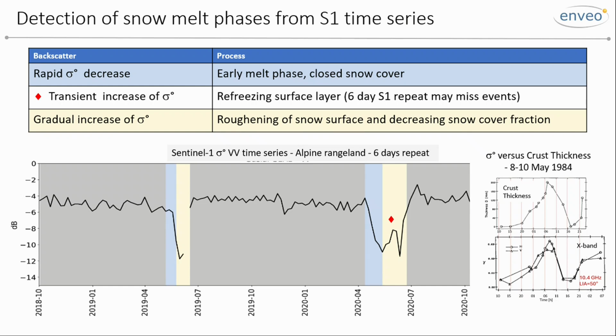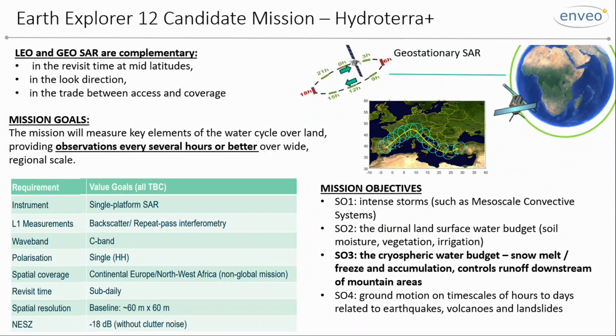It's not possible. But there's a chance for the future. There's an Earth Explorer 12 candidate mission, which is called Hydroterra Plus. It is a geostationary SAR, so it is totally different from a low orbiting SAR, which is polar orbiting. This SAR system is at 36,000 kilometers, like Meteosat, on the equator.